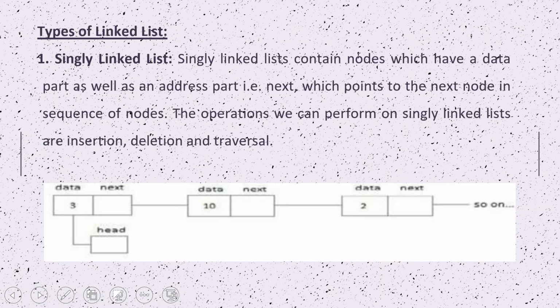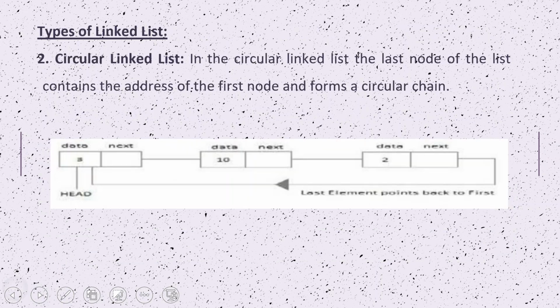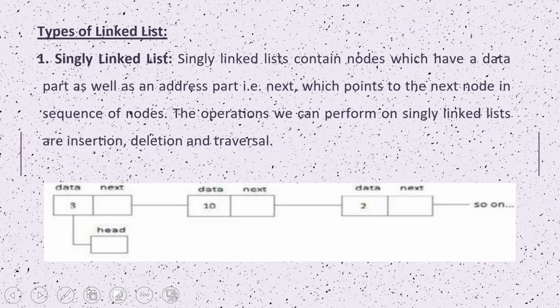Linked lists are of different types. Quickly we'll see them. This is a singly linked list. As you can see, this node contains the address of the next node, and this second node will contain the address of the third node, and so on. This is a singly linked list.